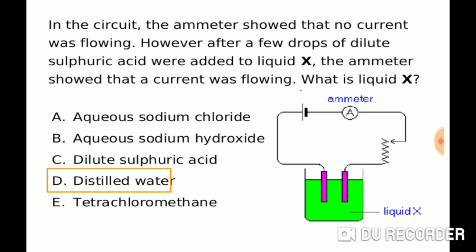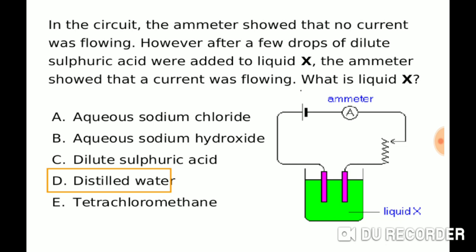So they have given us the options: aqueous sodium chloride, aqueous sodium hydroxide, dilute sulfuric acid, D distilled water, and E tetrachloromethane. Here you can see aqueous sodium chloride is a strong electrolyte. Aqueous sodium hydroxide is a strong electrolyte. Dilute sulfuric acid is a strong electrolyte. It gets dissociated into ions. Tetrachloromethane is a weak electrolyte.